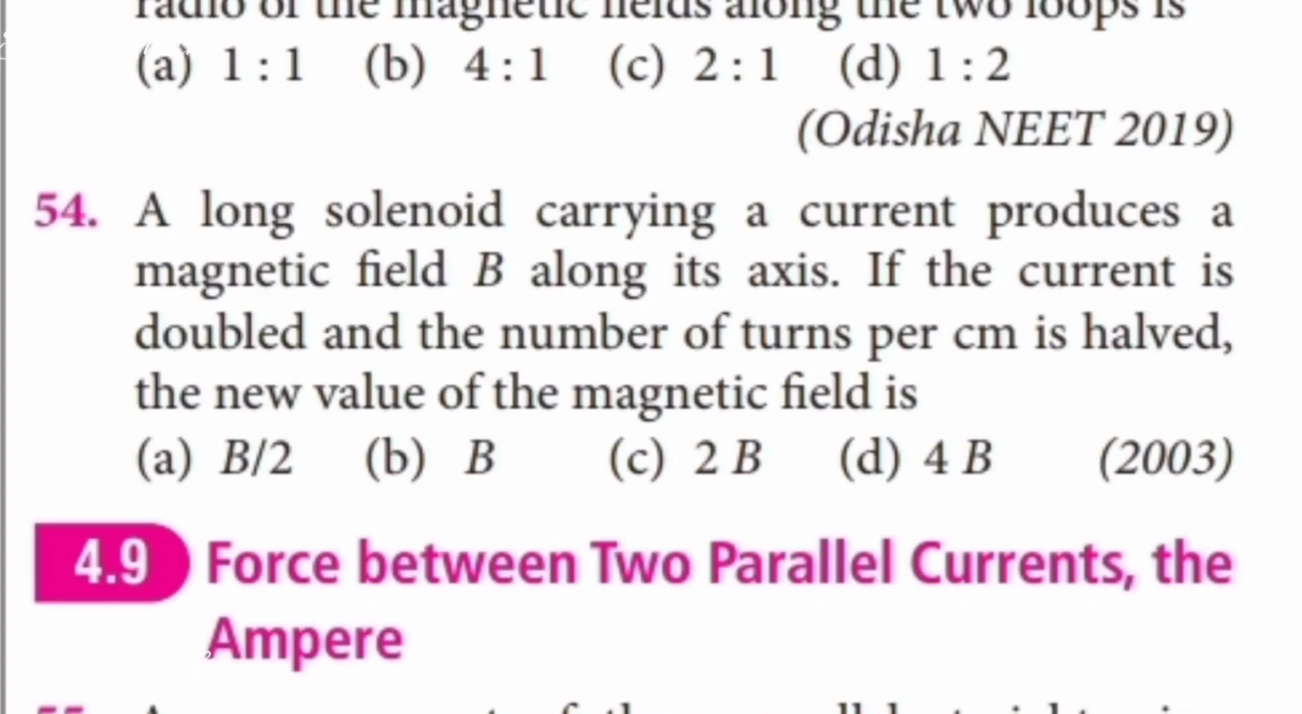A long solenoid carrying a current produces a magnetic field B along its axis. If the current is doubled and the number of turns per centimeter is halved, the new value of the magnetic field is. 4 options are given. Okay, so let's start the solution of this problem.